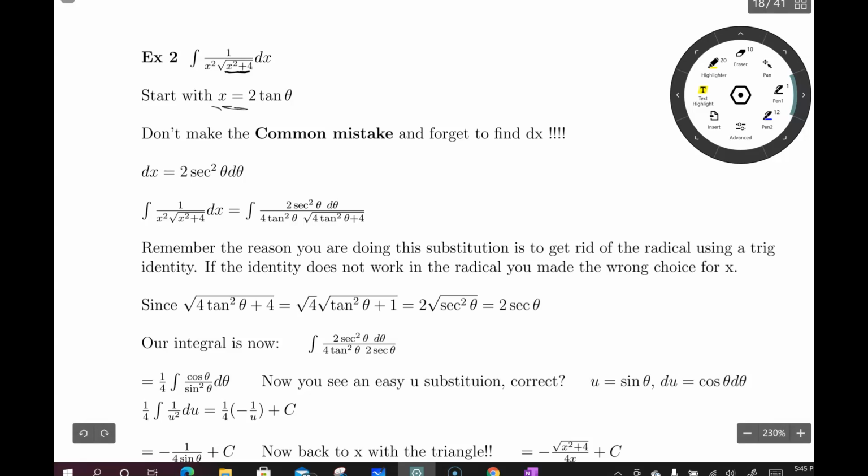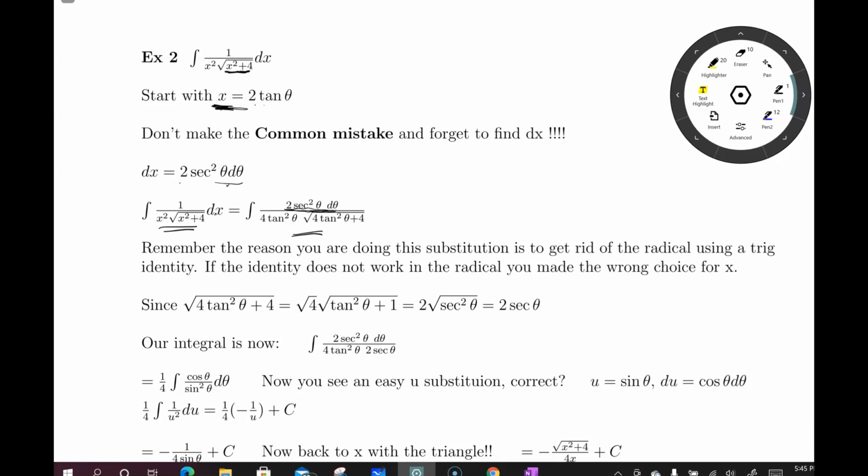So again, don't right away find the derivative, dx. So carry along the 2. Derivative of tangent is secant squared theta d theta. Okay, so everything from x's is all changing to thetas. It gets huge. So in the numerator, I just put the dx up on the top. So this is the dx, the 2 secant squared theta d theta.